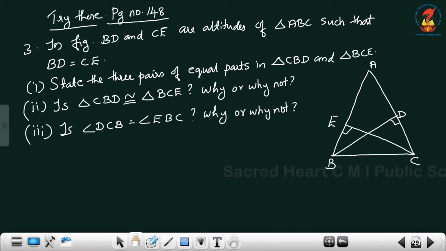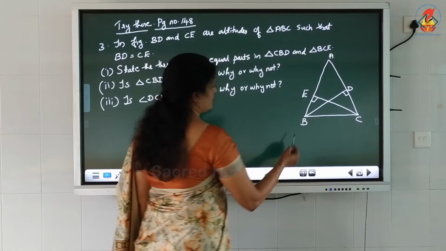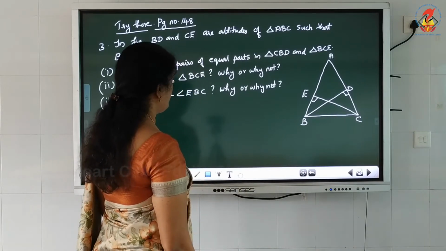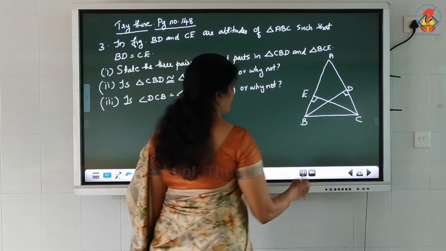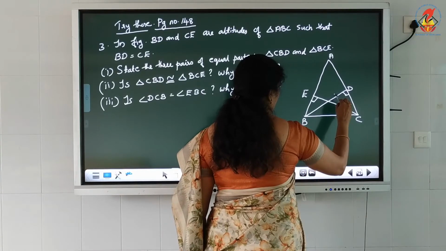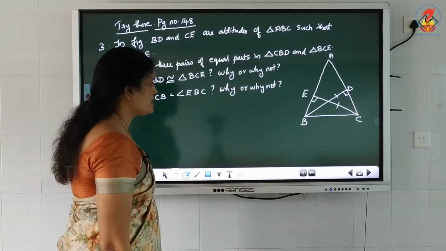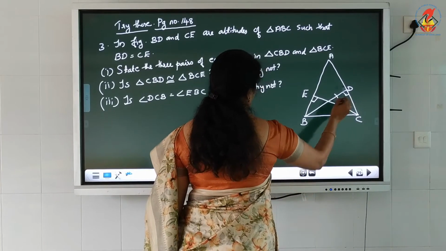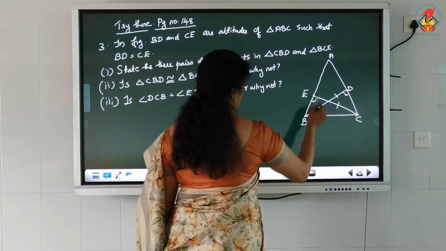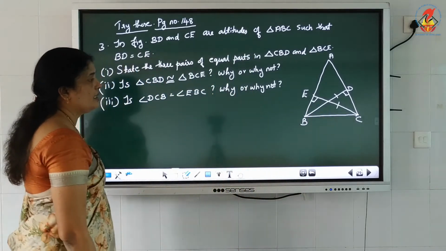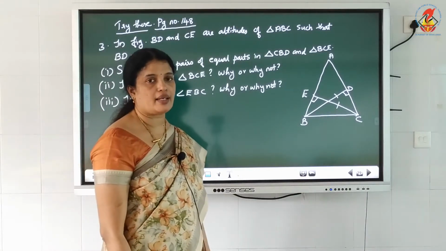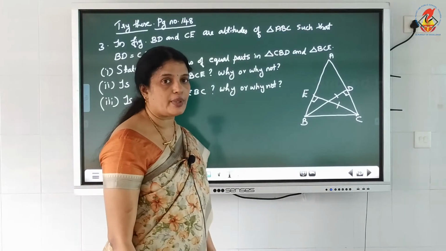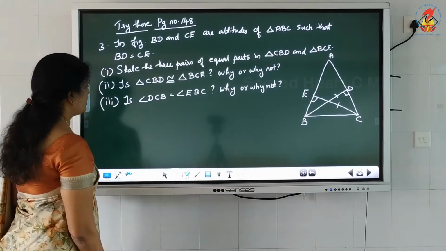In figure, BD and CE are altitudes. Altitude represents these two angles are 90 degree. In triangle ABC such that BD equal to CE, BD and CE are equal. These two sides are equal. You should consider CBD and BCE. Those two triangles are right angle triangles. You can use which congruence criteria? Right, RHS congruence criteria.